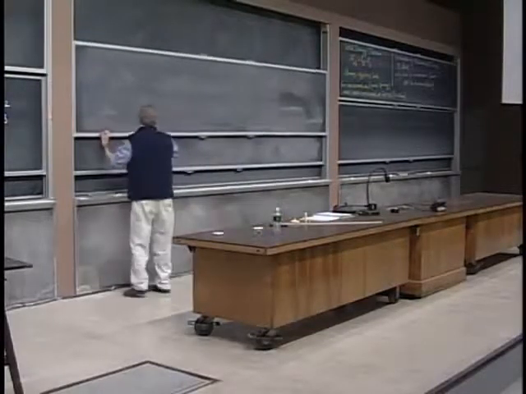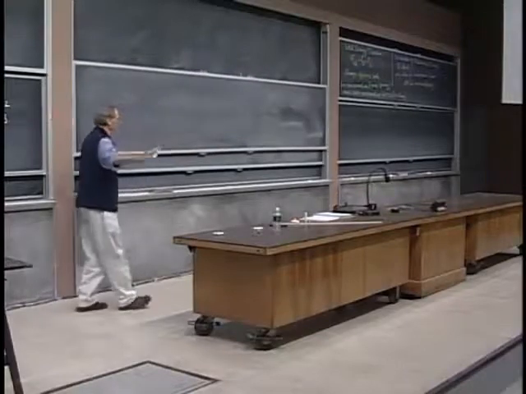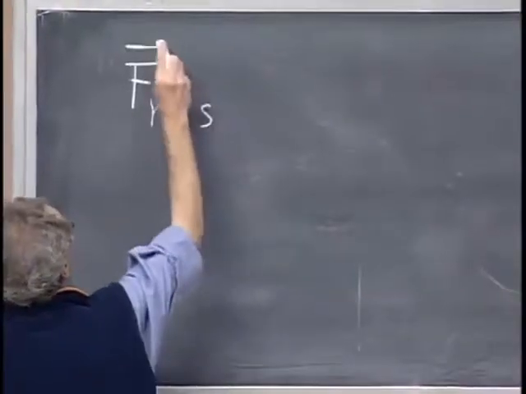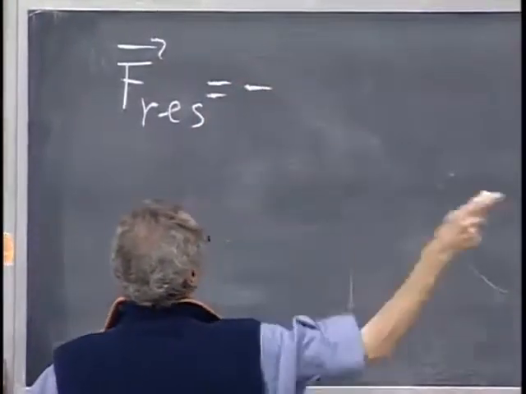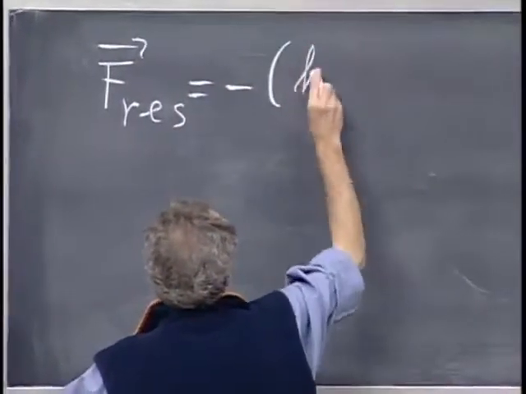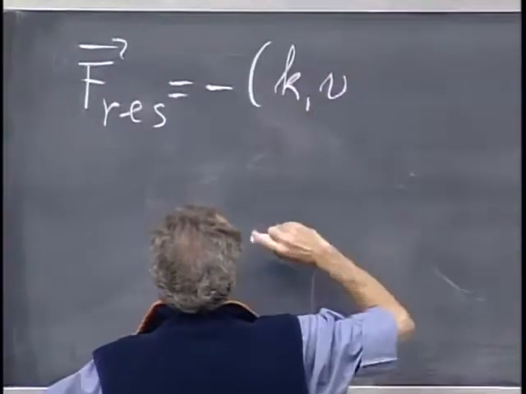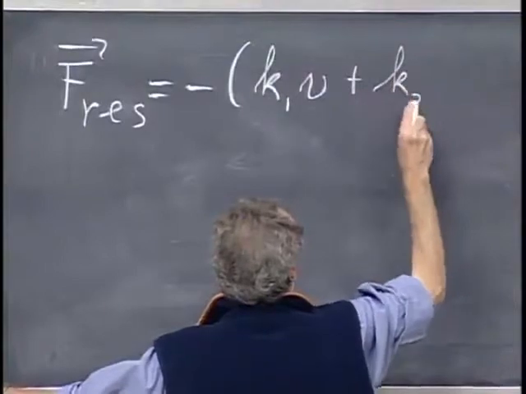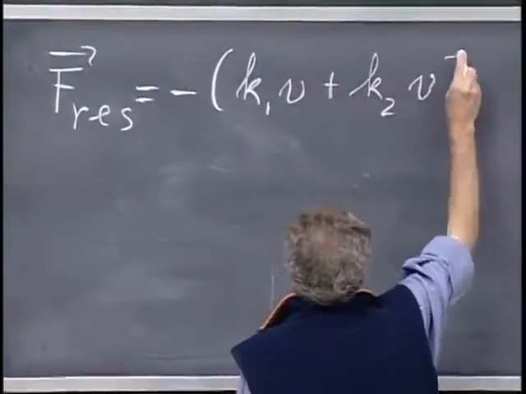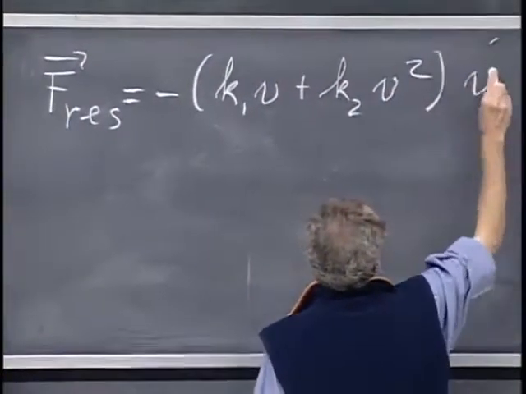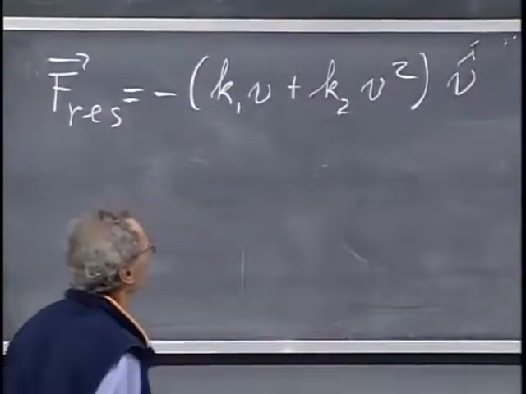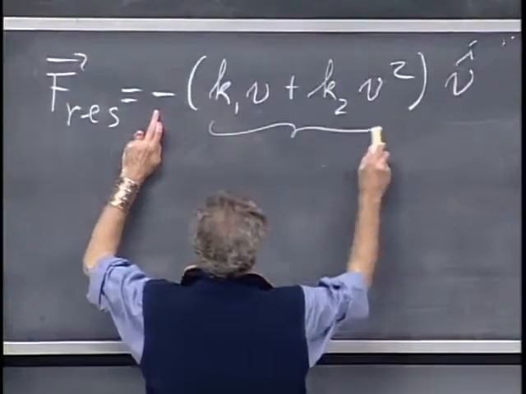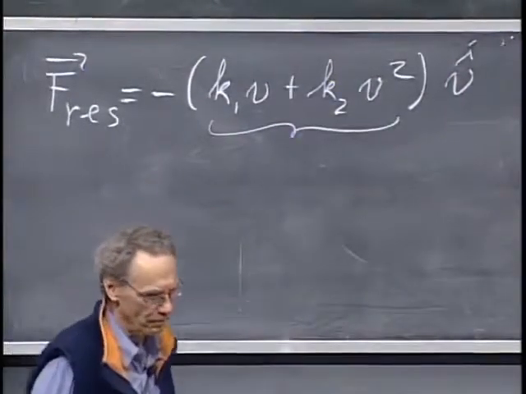If an object moves through a medium, air or a liquid, there is a resistive force which always opposes the velocity. It has two terms, k1 times v, this is the speed, this is always positive, plus k2 times v squared, and this is the unit vector of the velocity. So it's always opposing the velocity. So this is the magnitude of the resistive force.